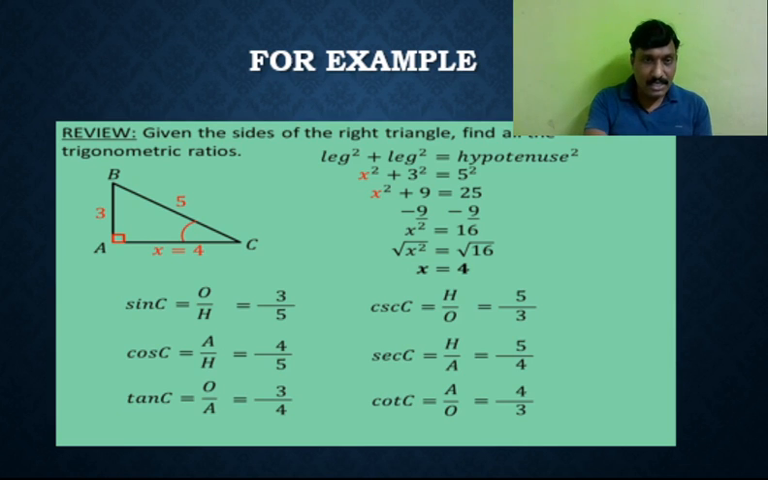You can observe here 3 by 5 is becoming 5 by 3, 4 by 5 is becoming 5 by 4, 3 by 4 is becoming 4 by 3. They are all changing their places. They are called reciprocals. So the reciprocal of sin C is cosec C, the reciprocal of cos C is sec C, and the reciprocal of tan C is cot C.